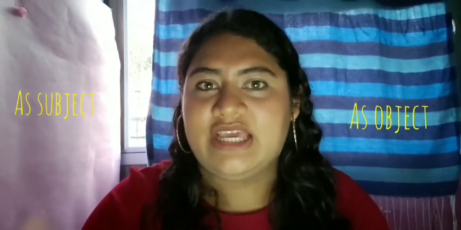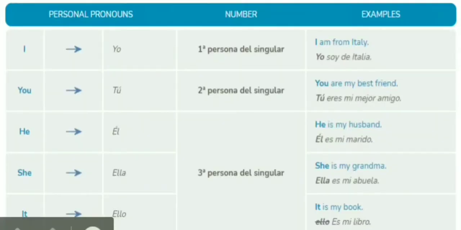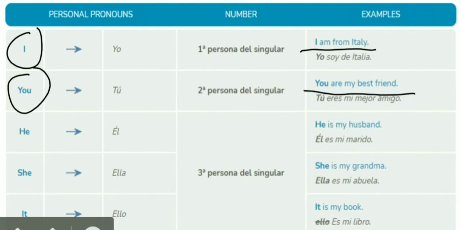So right now we're going to see a comparative table to understand a little bit more about the subject and object personal pronouns. First of all, we have a table that presents the singular personal pronouns. The first one, first person singular, is I. For example, I am from Italy. The second one, second person singular, is you. For example, you are my best friend.